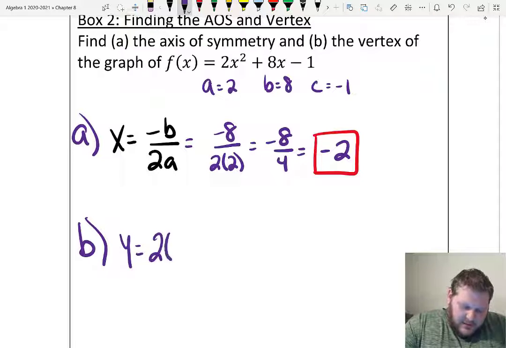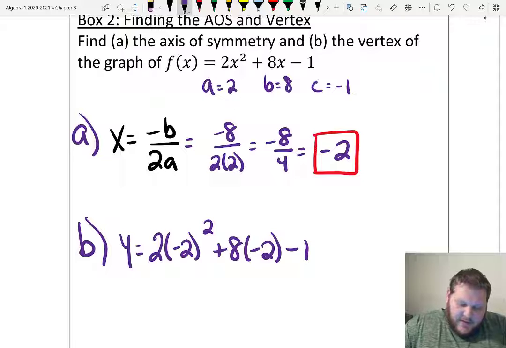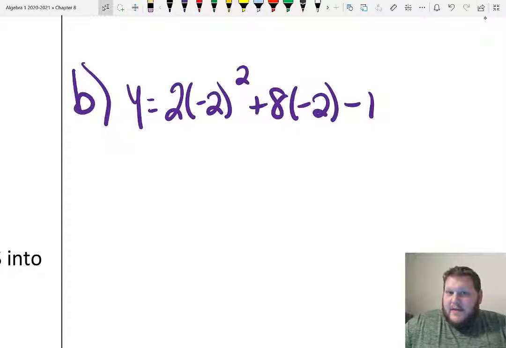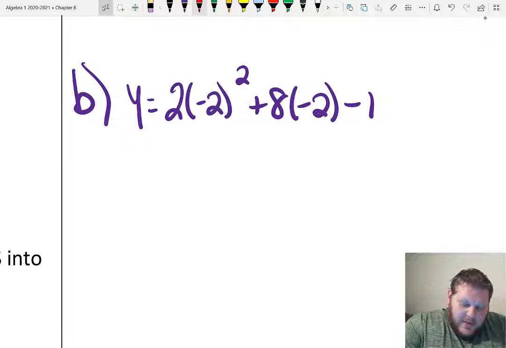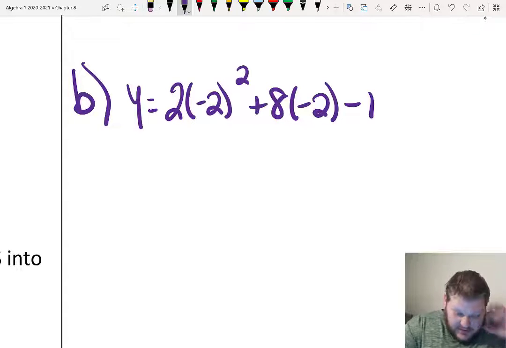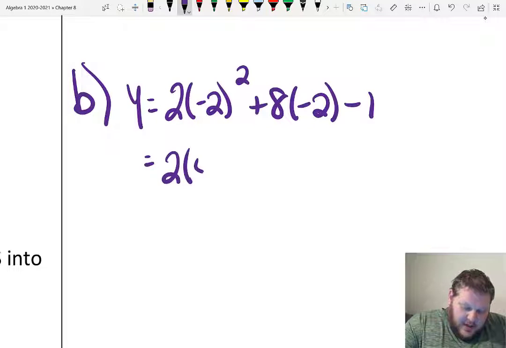But we're just plugging in negative 2 for my x value. So I'm plugging negative 2 in for my x values in my original equation, so I know what the y value is for that vertex. Just make sure you're being careful with order of operations. We should be squaring stuff first before we multiply. So in this case, 2 times 4.